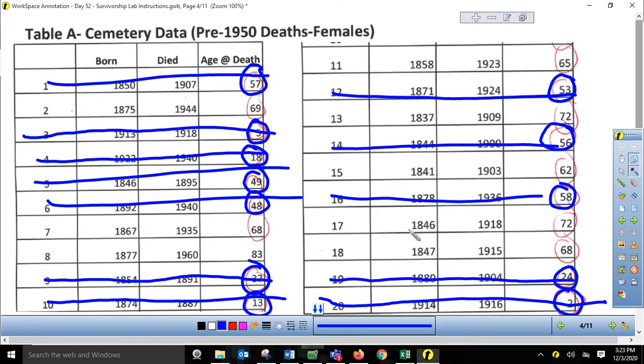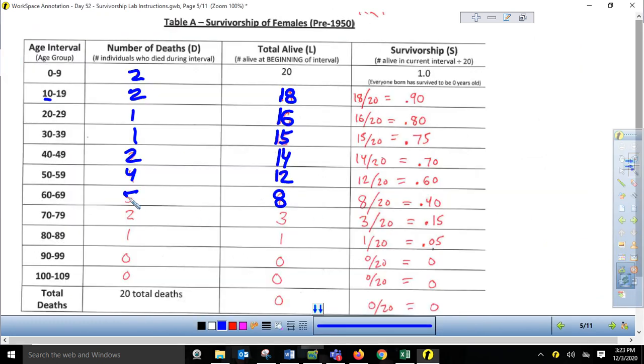And so how many females died in their 60s? Here's 1, here's 2, here's 3, here's 4, and here's 5. So 5 females died in their 60s. So I put 5 here. That means only 3 females reached the age of 70.